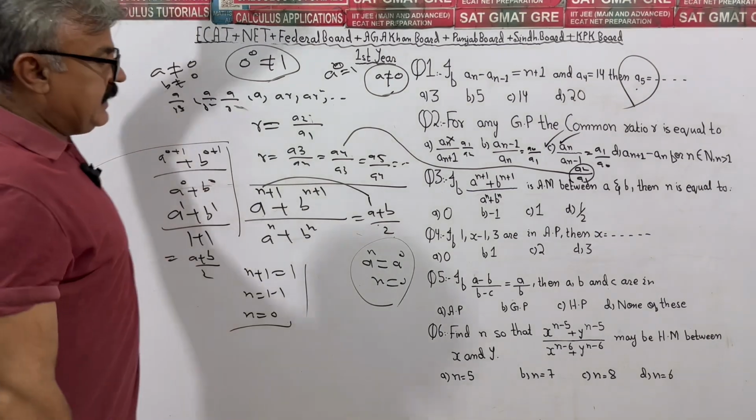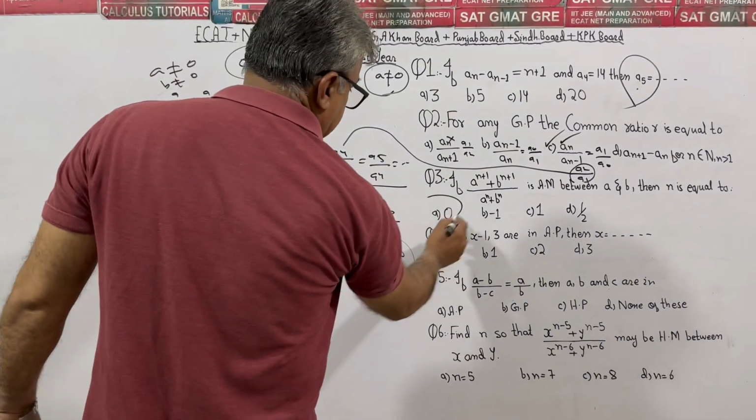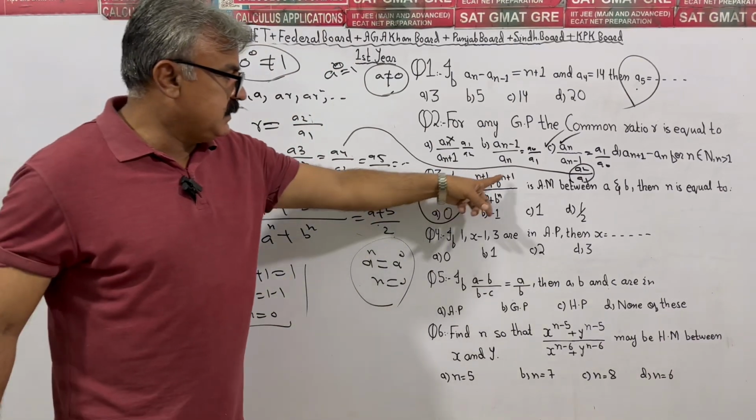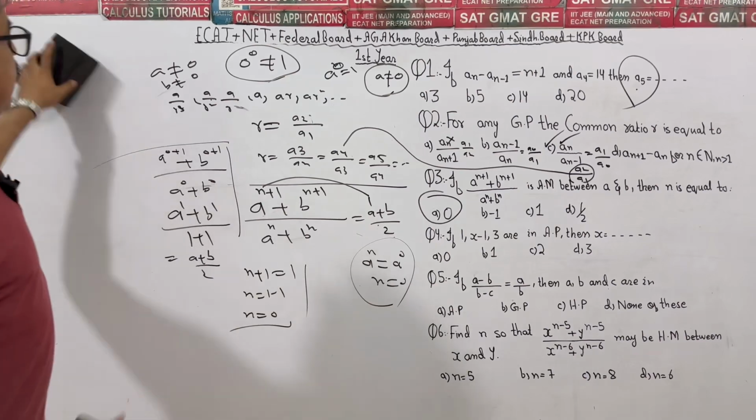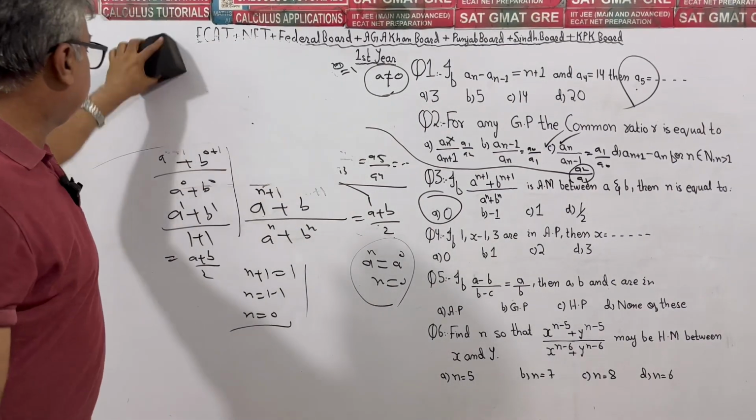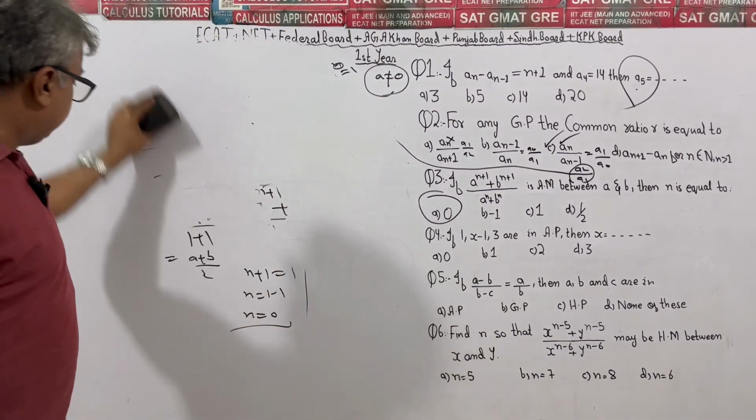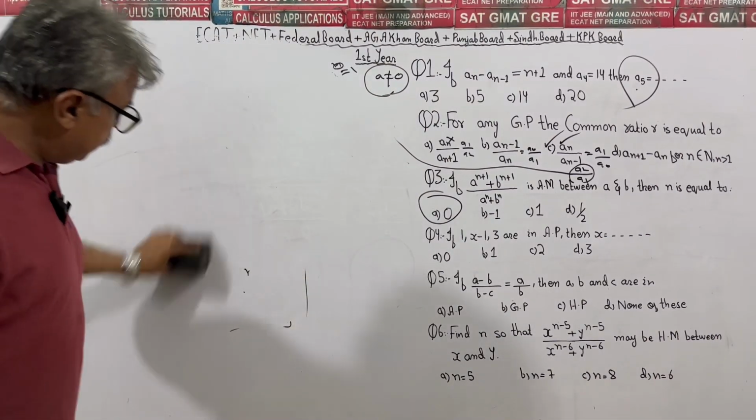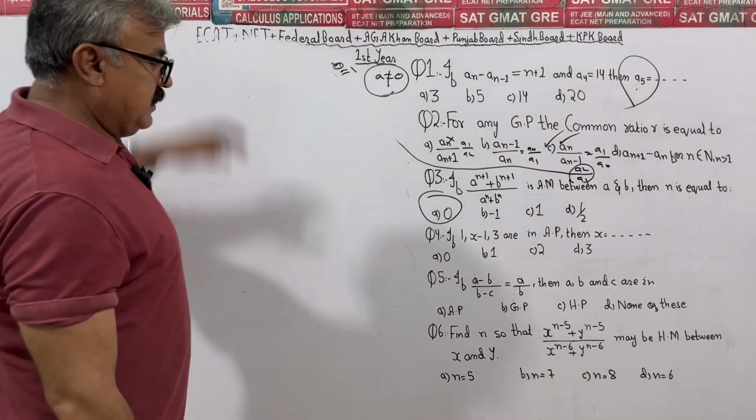So the value of n in that case is 0. 0 is the answer. 0 plus 1, a plus b over a raised 0, b raised 0, it's 2. Cool. Proceeding further. Fourth, we have just discussed what we mean by the common ratio of a GP. In a GP, the common ratio remains the same throughout the sequence, whatever the length.